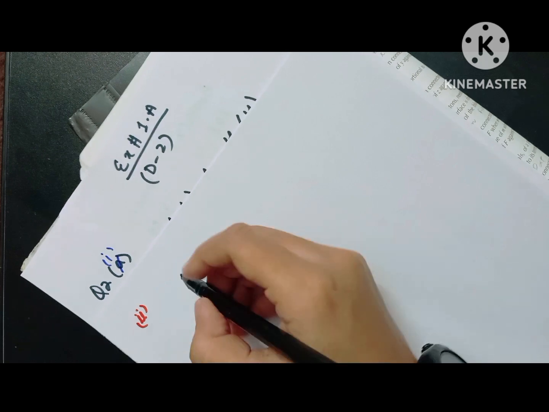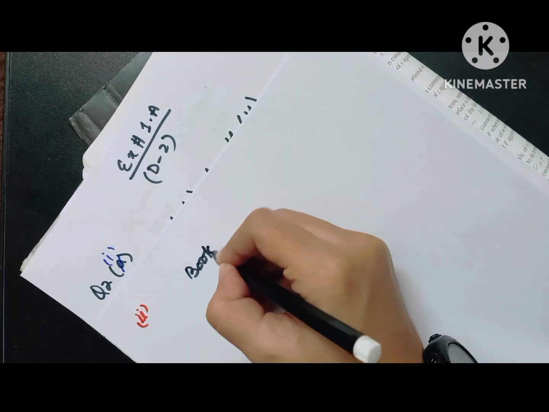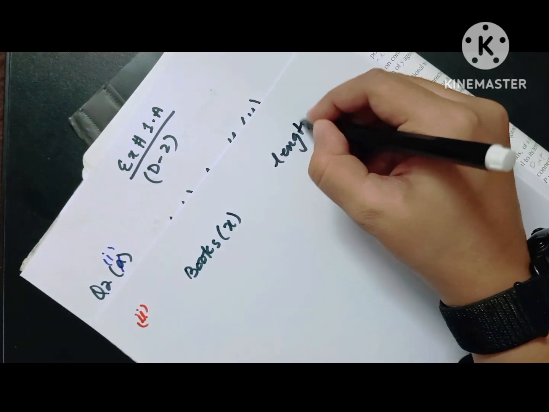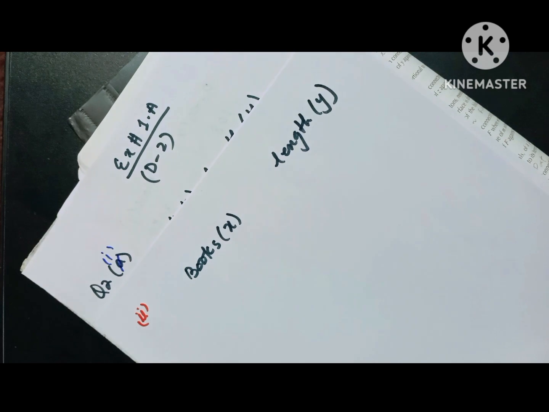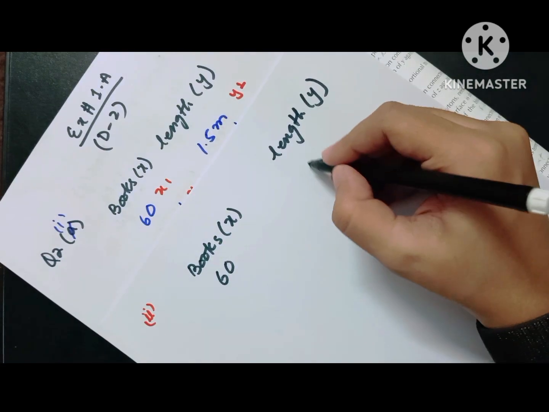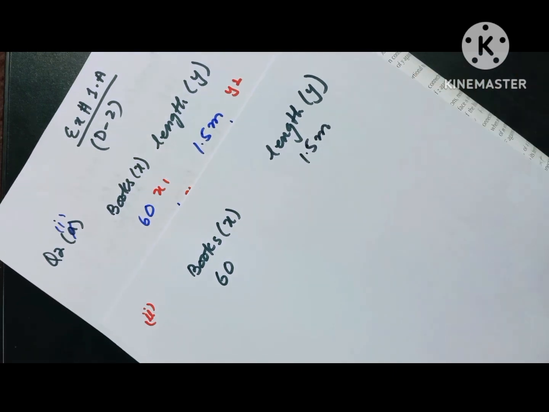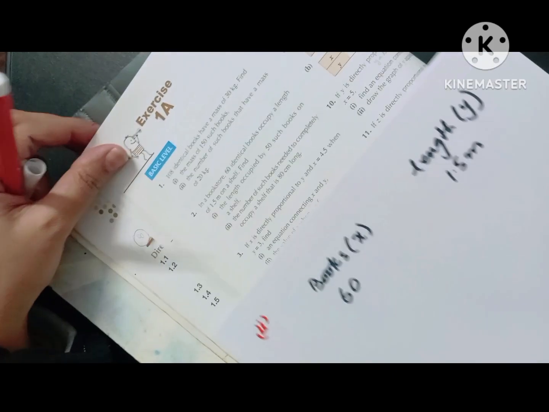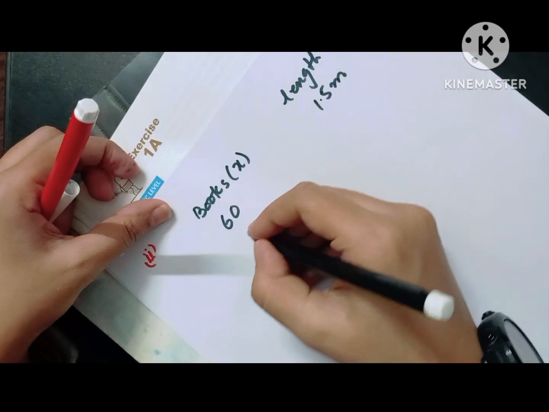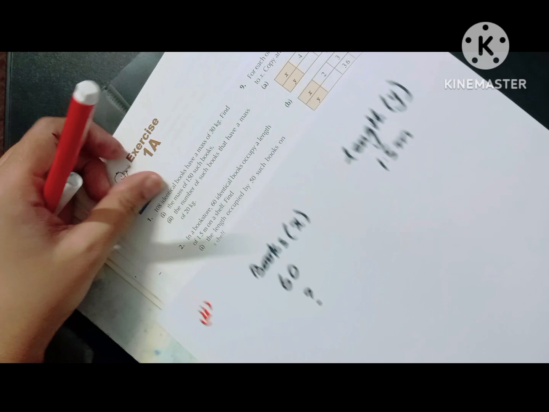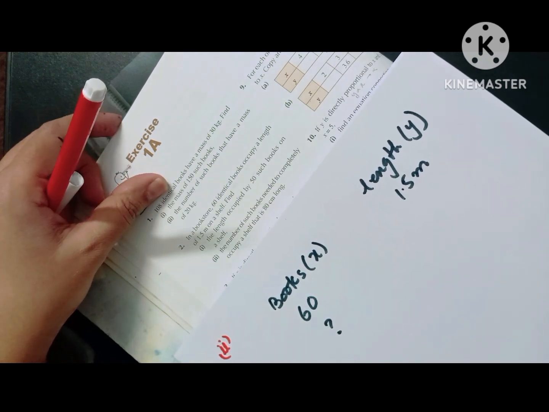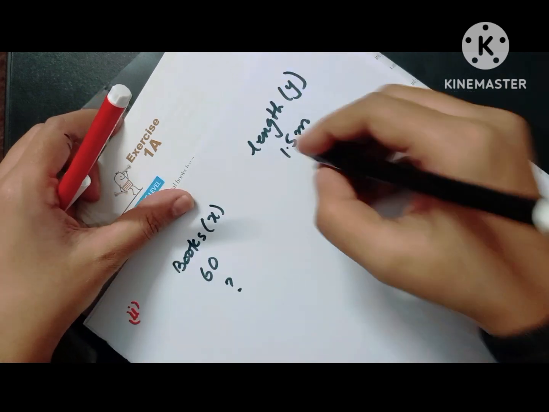Books and the length of the shelf is y. And what is the basic information? The basic information is 60 and 1.5 meter. And what is the question saying? The question is saying find the number of books. Now they are asking for the number of books when the length of the shelf is 80 centimeter.